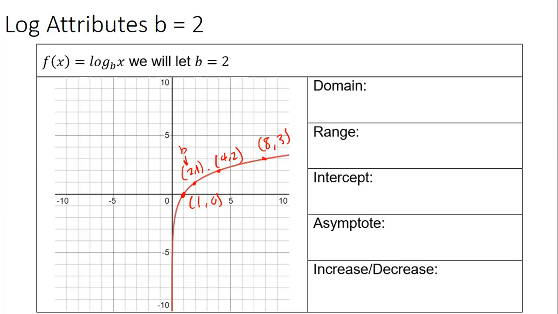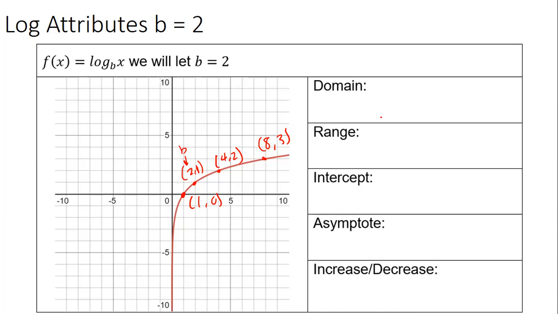Now, as our b value changes, guess what's going to happen? All of these are going to change, right? Because now if this is a 10, then you're saying, what to what power makes this? 10 to what power? 10 to what power? Okay. All right.